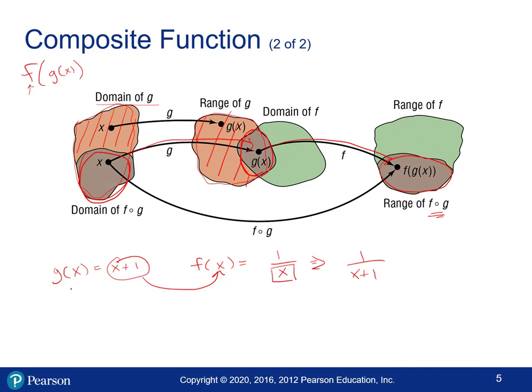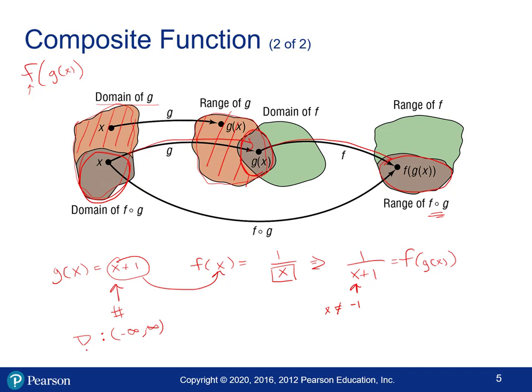So originally, for this function back here, g, we can plug in any number we want. All real numbers plus 1 are going to equal a real number. So that domain was all real numbers. But when we did this composition, look at this one. This result, f of g of x, there's a problem with the number -1. If x is -1, then this is undefined. This is going to be dividing by 0.